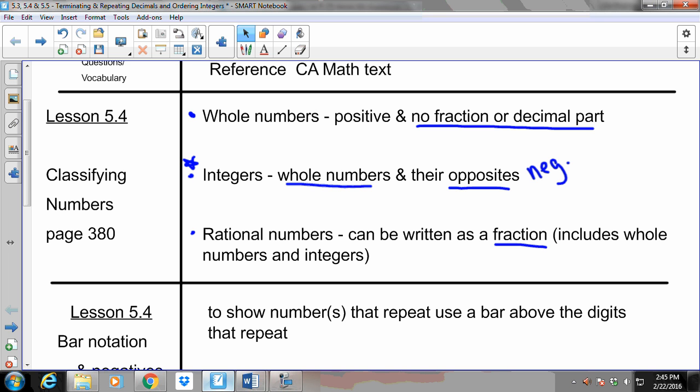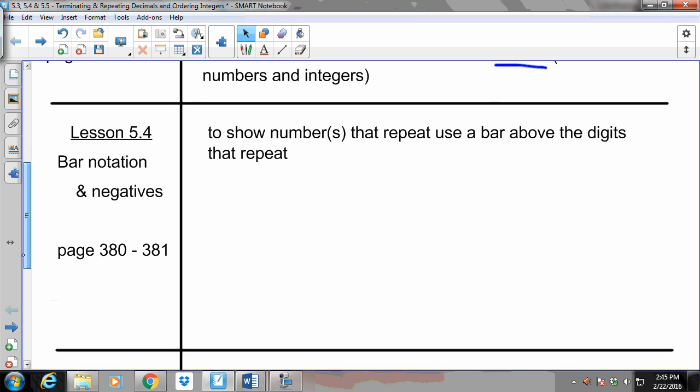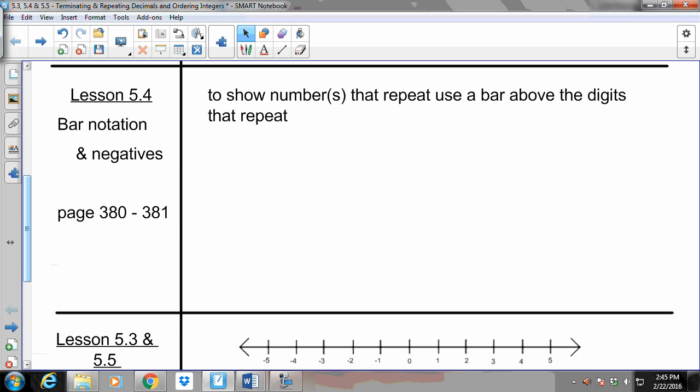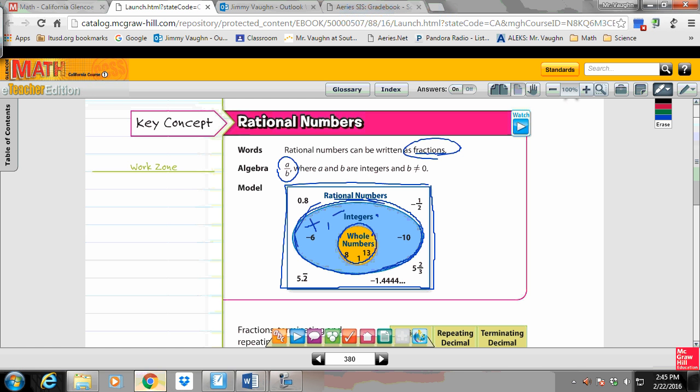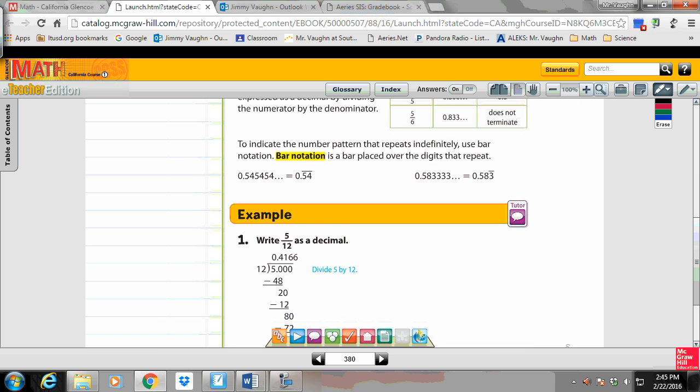Let's go back and do a couple of examples. I divided lesson 5.4 into two different things. Also on page 380, lesson 5.4, bar notation and negative. Some of you got this in 5th grade, others of you didn't, so we'll go through it as quickly as we can. You use bar notation to show numbers that repeat, using a bar above the digits that repeat, only the digits that repeat. If you go back to page 380, it has the bar notation definition right here. This is what it'll look like if you divide out a fraction and it comes up with 0.54, 0.54, 0.54.